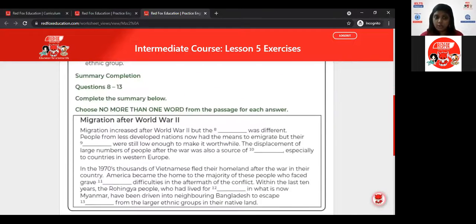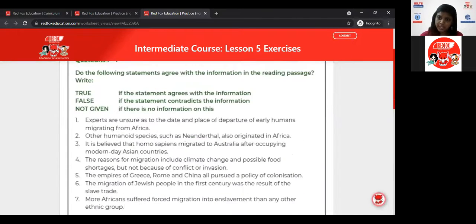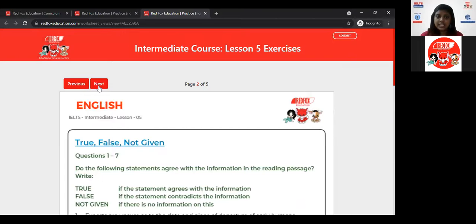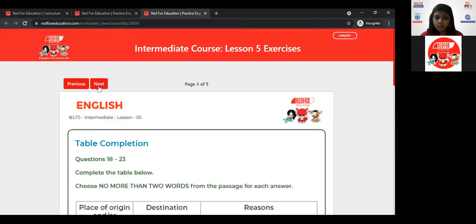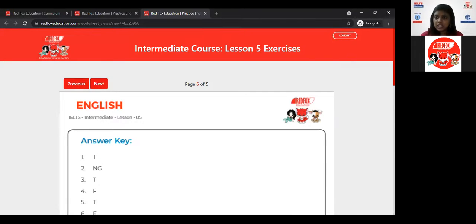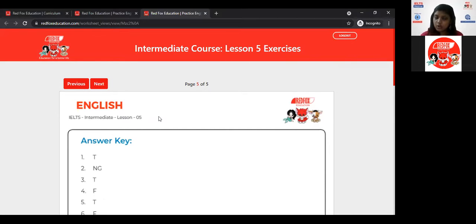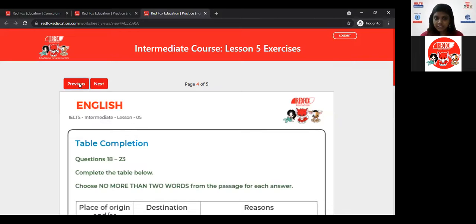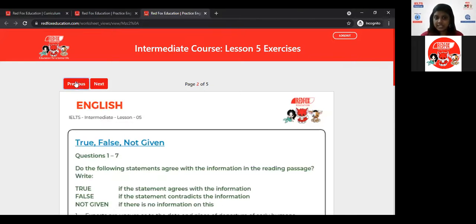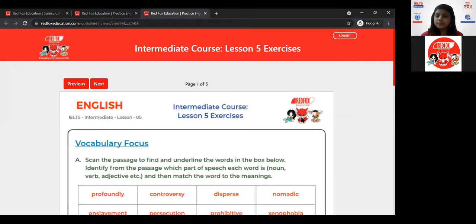And then once you come down, you will have summary completion, which again is another question type of the IELTS. And at the end of our worksheets, you will have the answer key. Okay. Now, for those who guessed true and did not answer, please know that you're absolutely right. So this is how the worksheets look like. This is for the reading section.